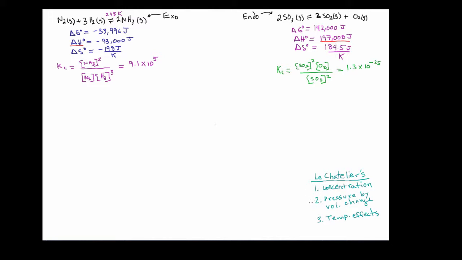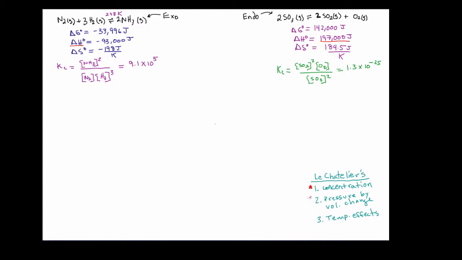back to equilibrium. You can change the pressure of an equilibrium reaction by manipulating the volume, and when you do that, the reaction is going to respond by shifting left or right in order to reduce the pressure and to reattain equilibrium. And the third way that we can manipulate the equilibrium position of a reaction is by changing the temperature.